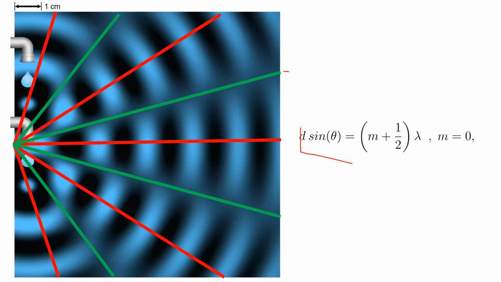We're going to calculate the distance between this line right here and this line right here, which will eventually get us to d times sine of theta. As these are the first antinodal lines, m in this case will be equal to 0. So therefore our wavelength will be equal to 2 times d times sine of theta.